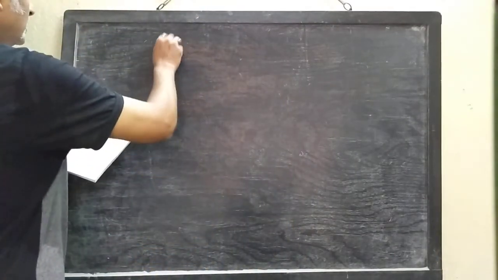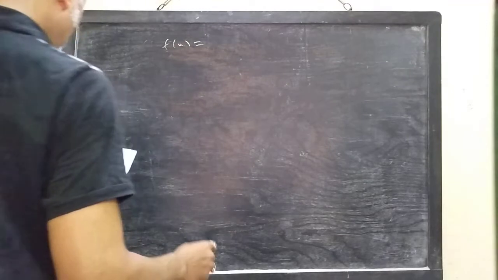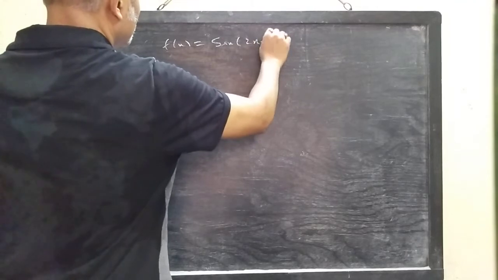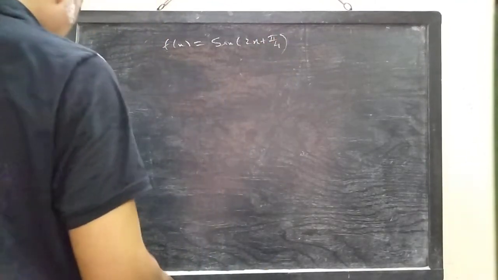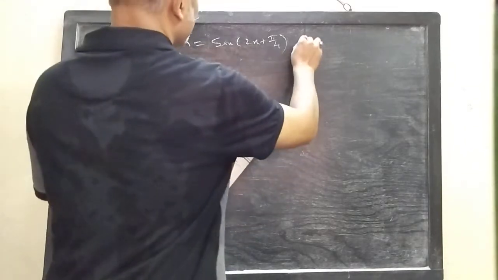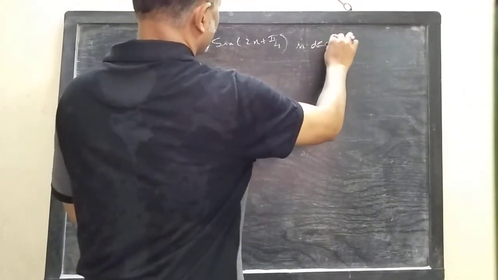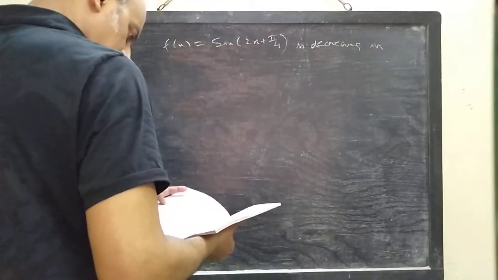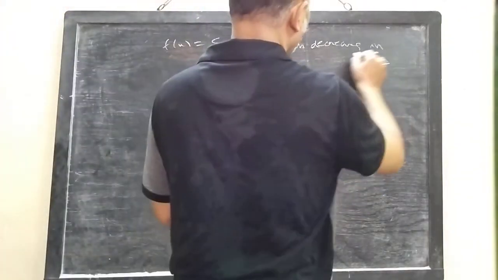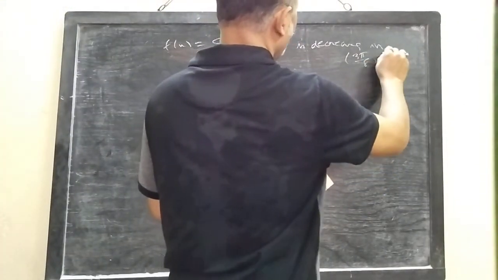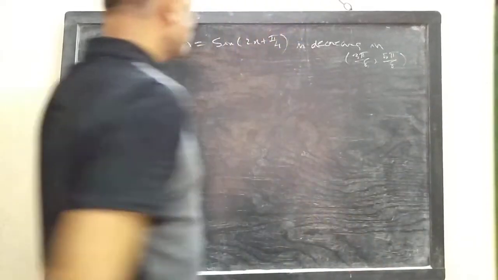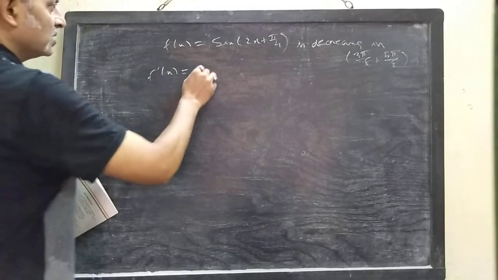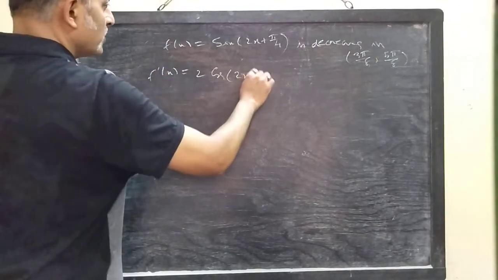The function f given by f(x) equals sine of 2x plus pi by 4 is decreasing in the interval 3 pi by 8, 5 pi by 8, open. First find f dash x. f dash x is 2 cos of 2x plus pi by 4.